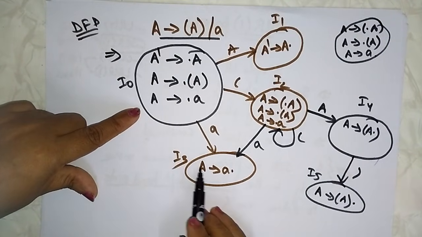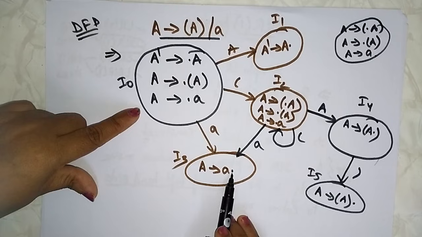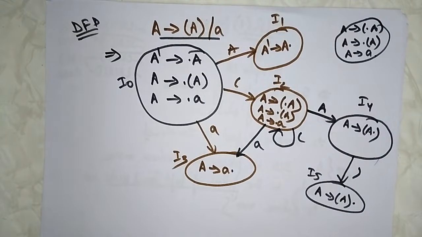Here check all the final states: the dot appears at the rightmost position in each. So all the states are fulfilled. This is the diagram of LR0 items. Now let's check the follow of A.